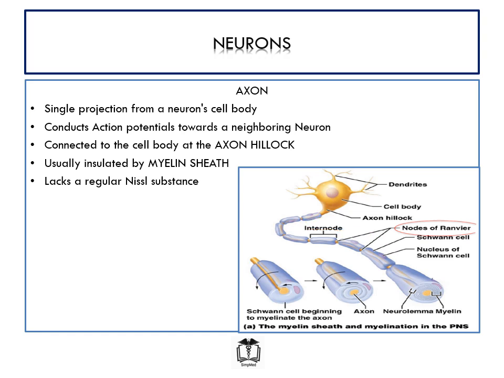The third property of the axon is that it lacks Nissl substance. Nissl substances are found within the cell body of the neuron. Nissl substances are the endoplasmic reticulum of the neuron, and they are absent in the axon but present in the cell body.